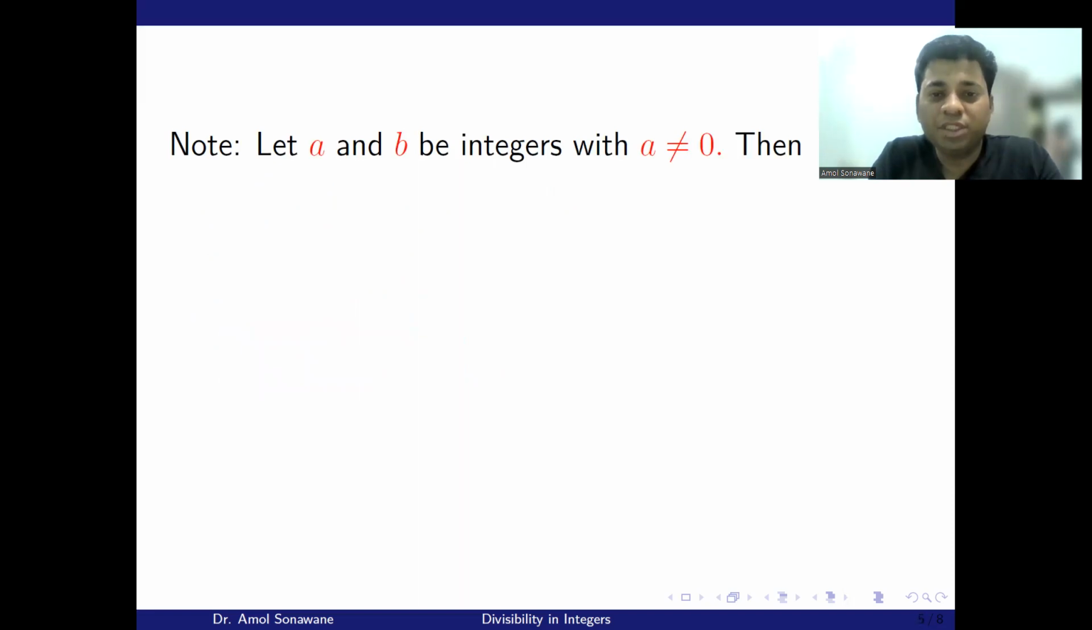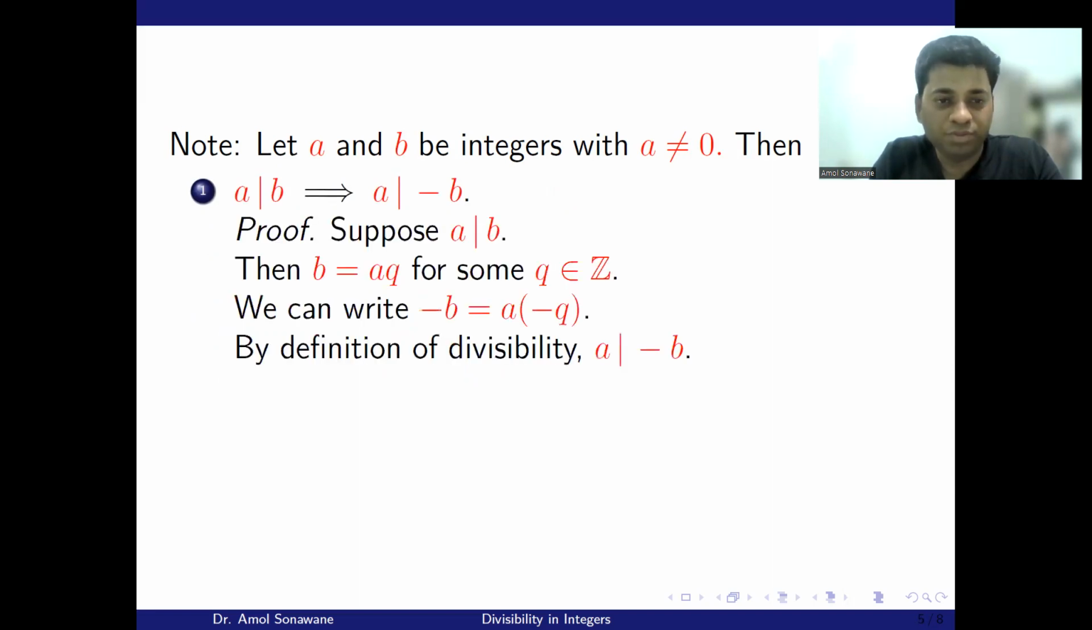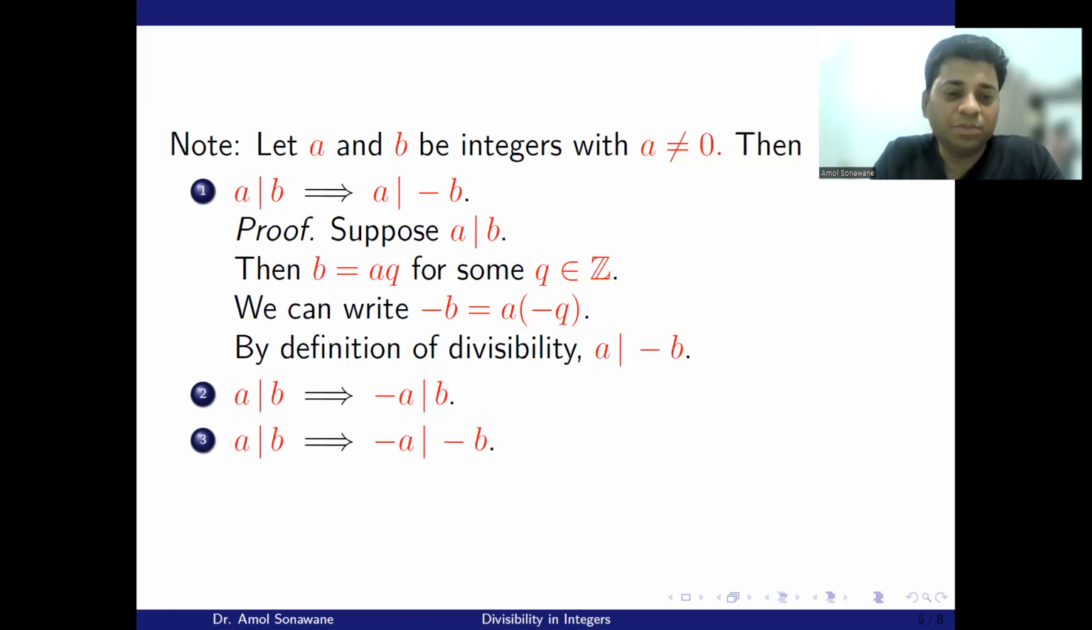Let a and b be integers with a non-zero, then a divides b implies a divides minus b. Let's see its proof. Suppose a divides b, then b is equal to a times q for some integer q, and by adjusting minus sign we can write minus b is equal to a times minus q, and so by definition of divisibility a divides minus b. Similarly, one can prove that a divides b implies minus a divides b, and a divides b implies minus a divides minus b, just by adjusting minus sign.